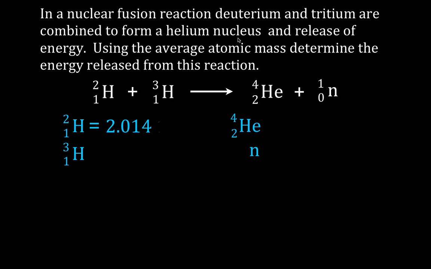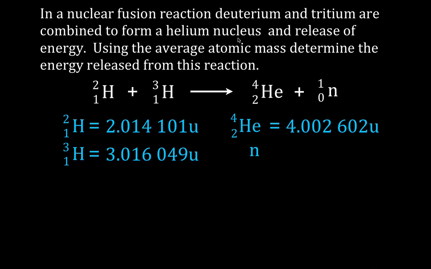So hydrogen 2 has a mass of 2.014101, and this is u, in atomic mass units. We're going to do this using the atomic mass units. Hydrogen 3, tritium, is 3.016049. Helium is 4.002602, and the mass of a neutron, the rest mass of a neutron, is 1.008664 atomic mass units. Again, this is all atomic mass units. Now, as I said, this is just conservation of mass. These are the constituents that we have on the left-hand side. These are the constituents we have on the right-hand side.